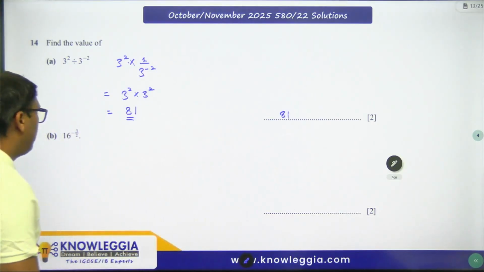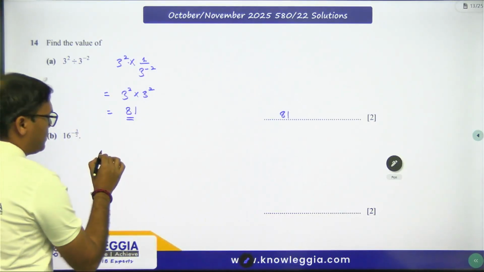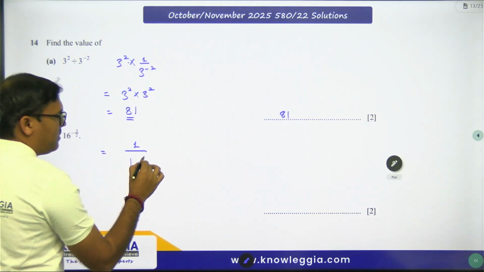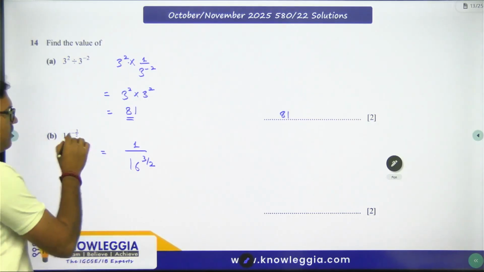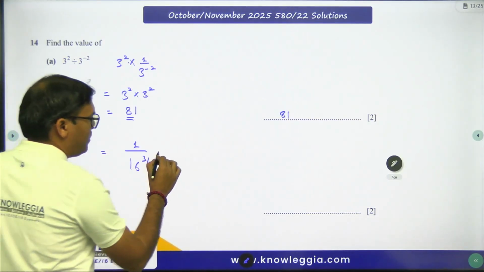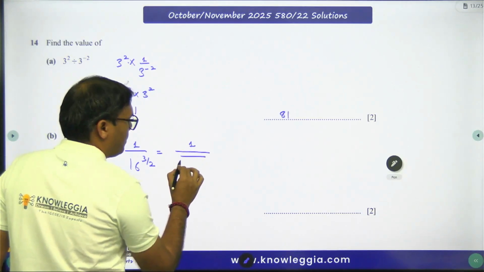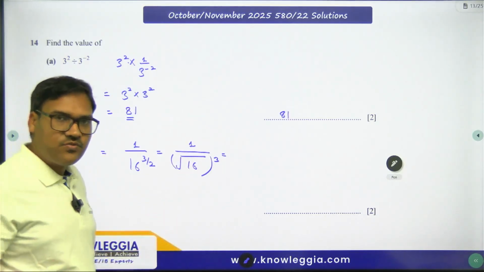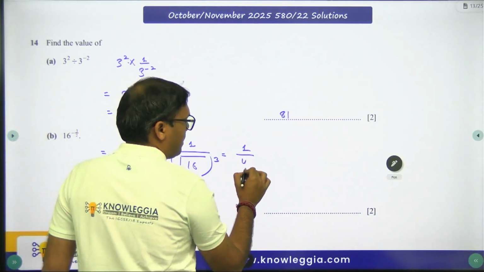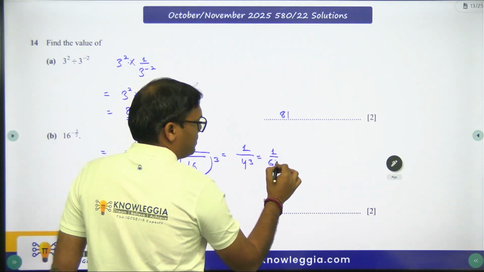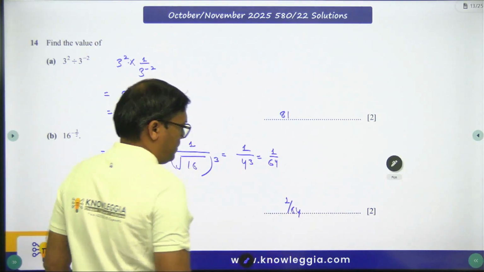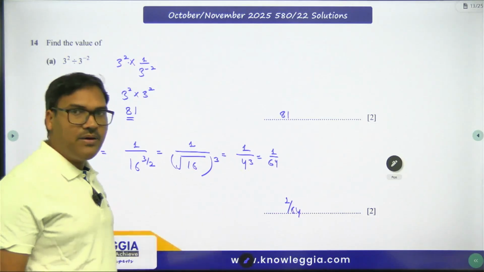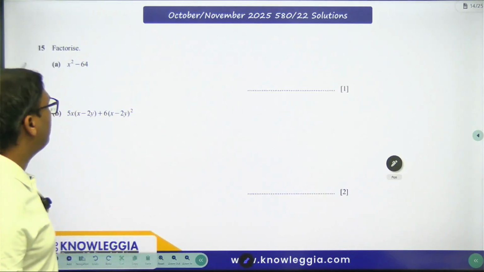Right? Now 16 raised to minus 3 by 2. Now what is 16 raised to minus 3 by 2? First thing is this is 1 upon 16 raised to 3 by 2. The negative power will become positive reciprocal. Now we know this is equal to 1 upon square root of 16, power 3. Now what is square root of 16? Which is 4. So this is 1 by 4 cube. And what is 1 by 4 cube? This is 1 by 64. So what is the answer? This is 1 by 64. So let's check the answer. Supporting the question, you can say 81 and 1 by 64 is the answer for this question.